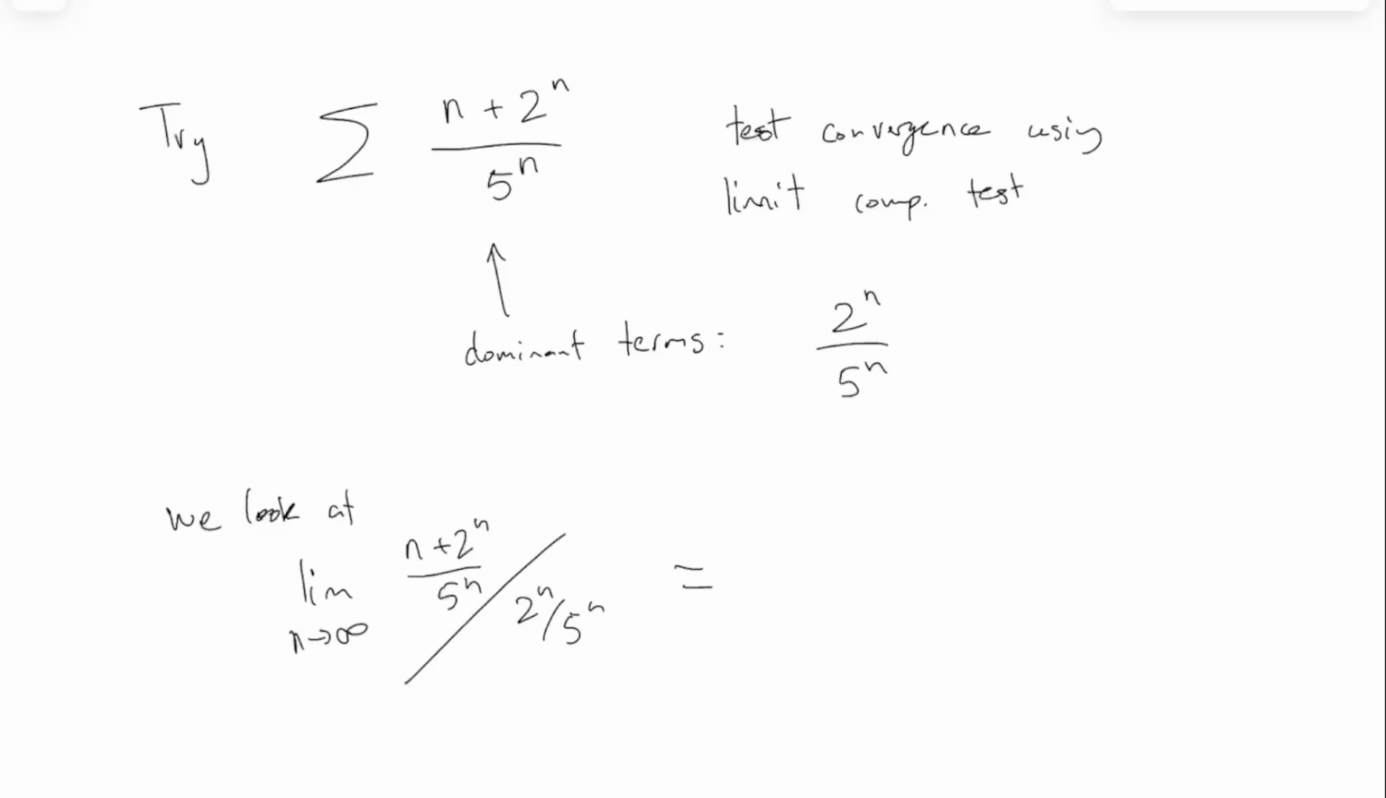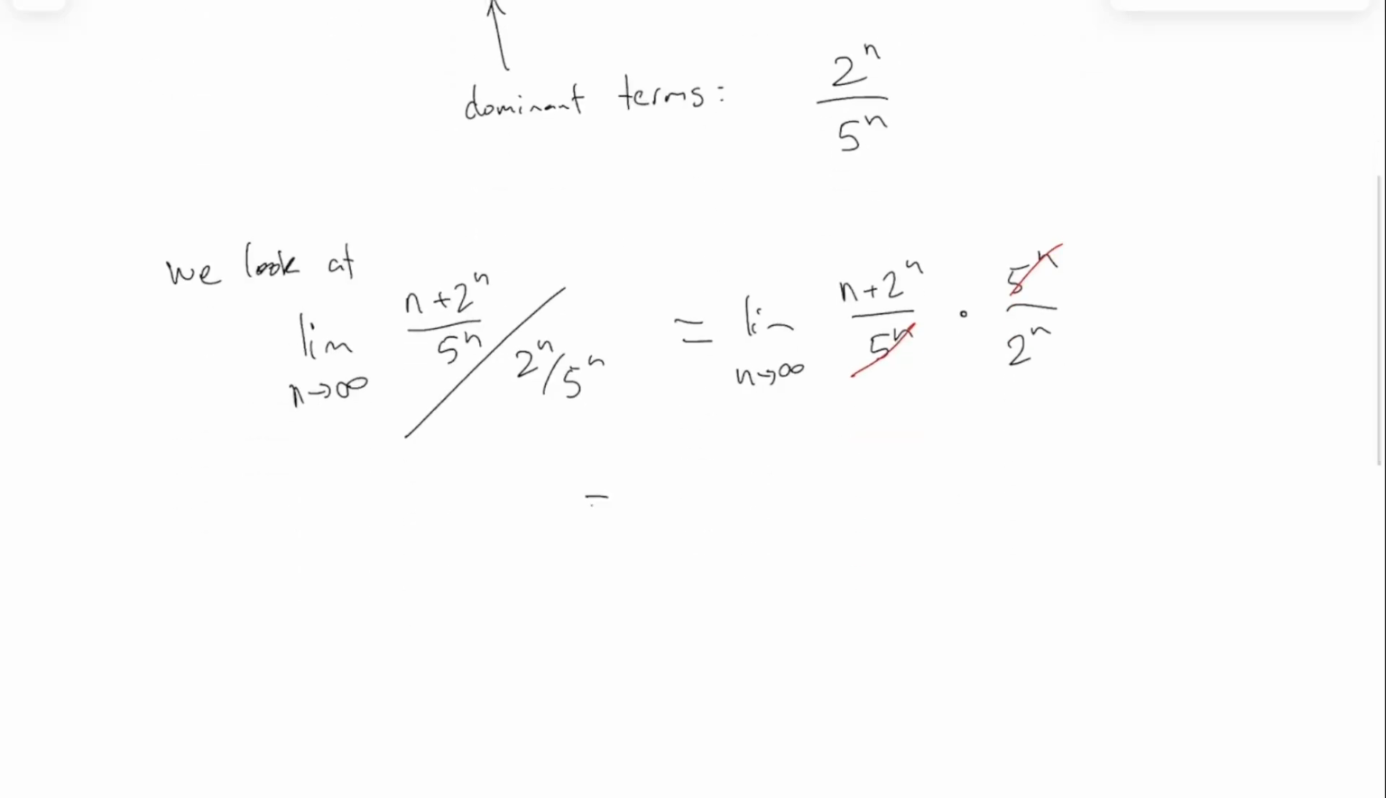To simplify this limit, you have to deal with these big fractions, but this is n plus 2 to the n over 5 to the n, written as a multiplication by the reciprocal. Then we can cancel the 5 to the n's, and what remains is just n plus 2 to the n over 2 to the n. How do you deal with this? I would say use L'Hopital's rule.